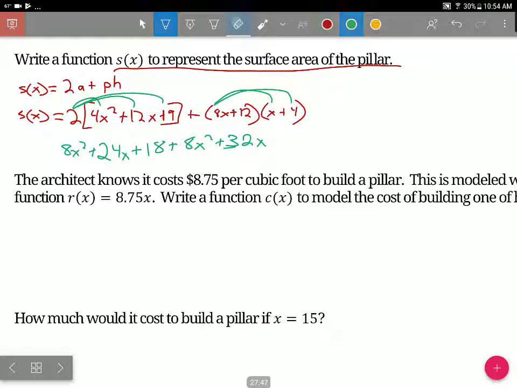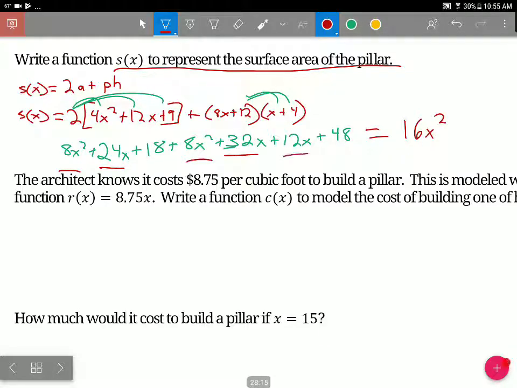All right, so that was the 8. So let's move over to the 12, last piece. What is 12 times x? And what is 12 times 4? Good. So let's combine them all. I'll change colors back. I got an 8x squared here and an 8x squared there. So how many x squareds do we have? 16. All right, I got a 24, I got a 32, and I got a 12. Add them up. What do you get?